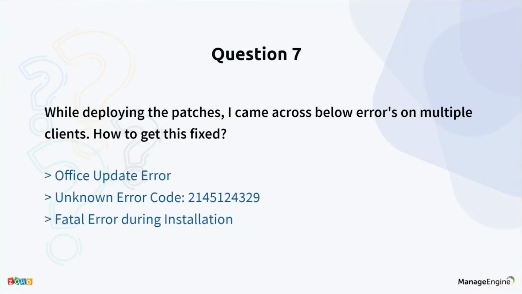While deploying the patches, I come across the below errors on multiple clients. How to get this fixed? The reported errors could be due to multiple reasons. As you can see, it is related to Office updates. So we have a detailed troubleshooting article added to the product console. Generally, we will be adding the KB article beside the error code when it occurs, and there are some troubleshooting steps mentioned in it. And even after following the instructions, if you are facing any issues, you can further reach out to the technical support team for further assistance.